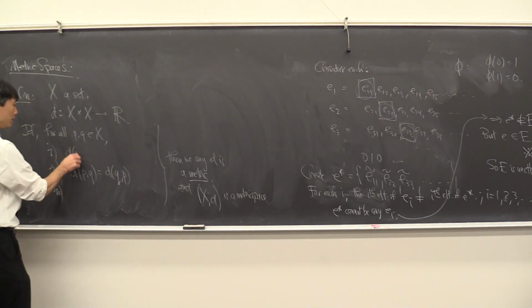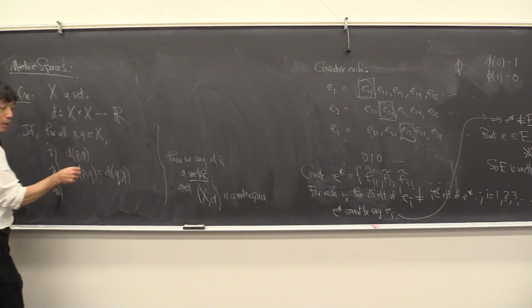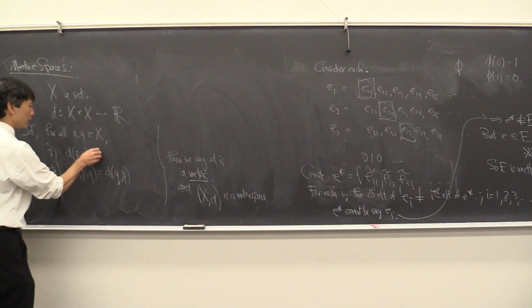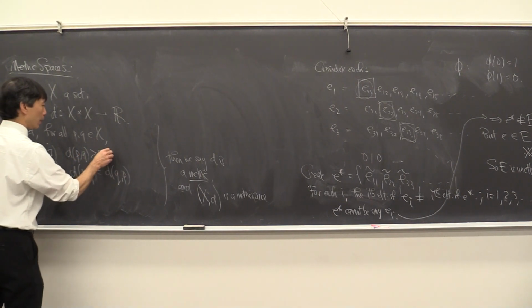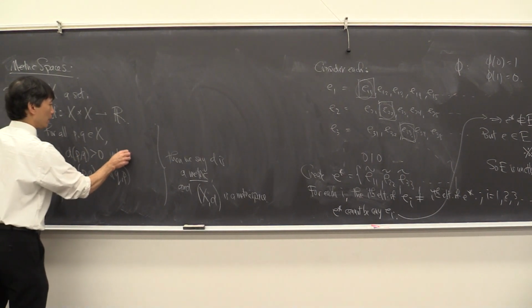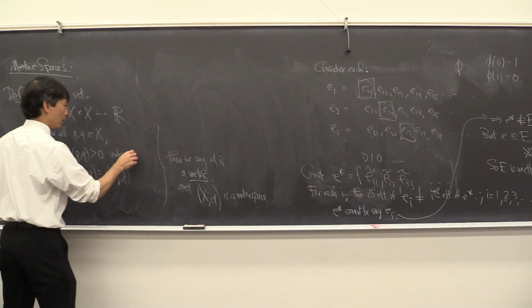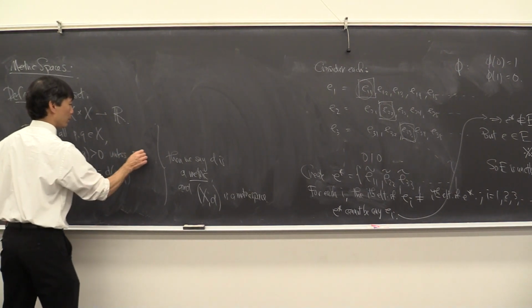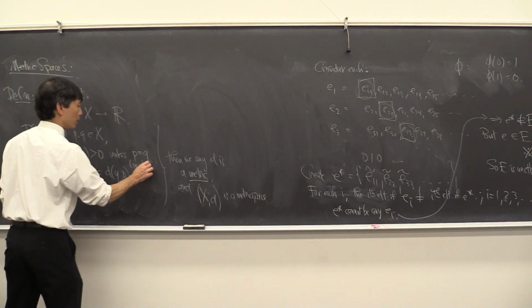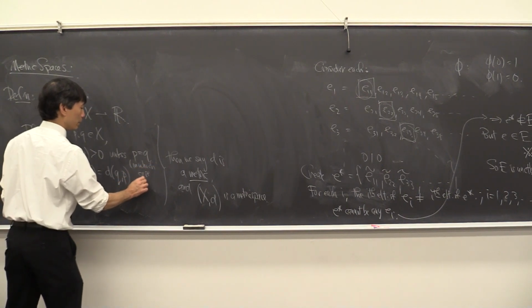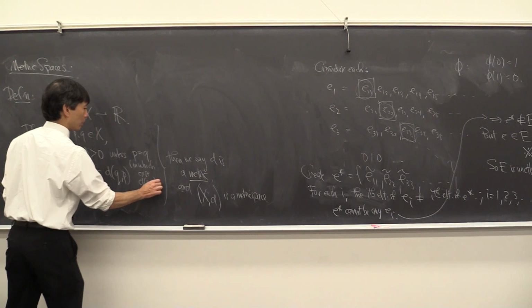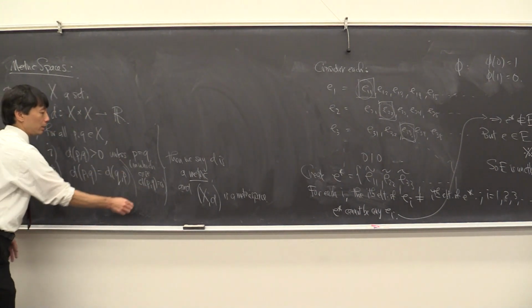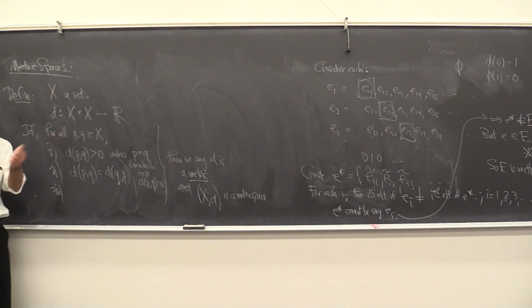Another is that the distance from P to Q should be positive unless P equals Q, in which case it should be 0. So distance is always positive unless you're talking about the distance between you and yourself.